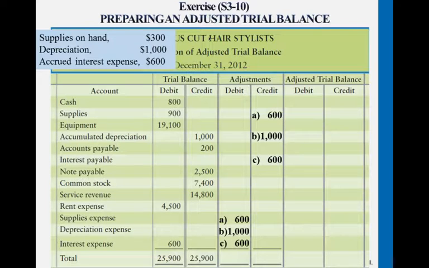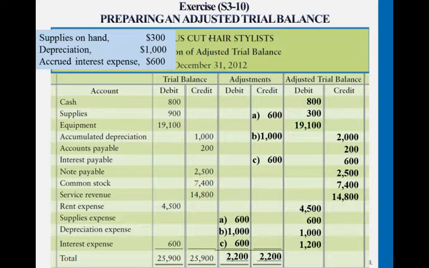So if these are only the three adjustments that we need to make, then that means under the adjusted trial balance column, these will only be the 6 lines that will need to change the numbers. So meaning cash, we just copy the same information. Accounts payable, the same one. If we go into supplies, you see 900 and you minus 600. You get 300 left. Okay, equipment, copy the information. Accumulated depreciation altogether, you have 2,000 now. Interest payable, $600 since we didn't have any in the beginning. Supplies expense, 600. Depreciation, 1,000. Interest expense, you need to add the original dollar.